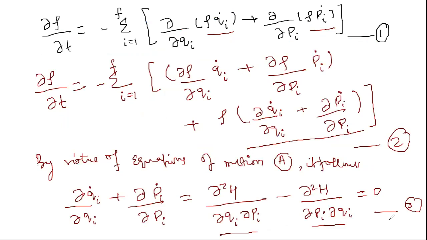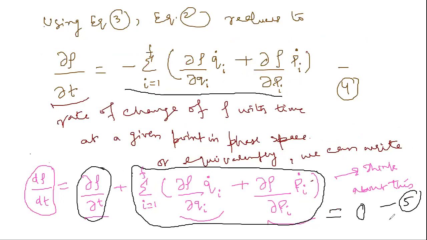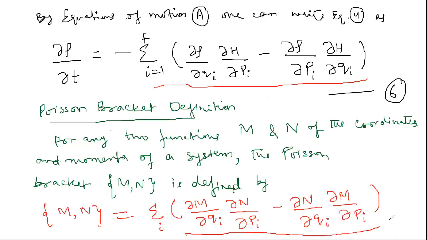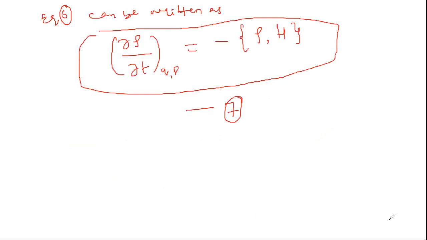We showed that the partial derivative of rho with time, that is equation 4, which is one form of Liouville's theorem, is given by this sum. Then another form of Liouville's theorem, which we write in the form of a total derivative, is equation 5, which is 0, and which we named the principle of conservation of density in phase space. It simply says that if you move along in phase space with some point representing a system in the ensemble, you will not see any change in the density with time. That is, rho is conserved in time, of course in the neighborhood of that particular point. Then we wrote this partial derivative of rho with time using the definition of Poisson bracket.